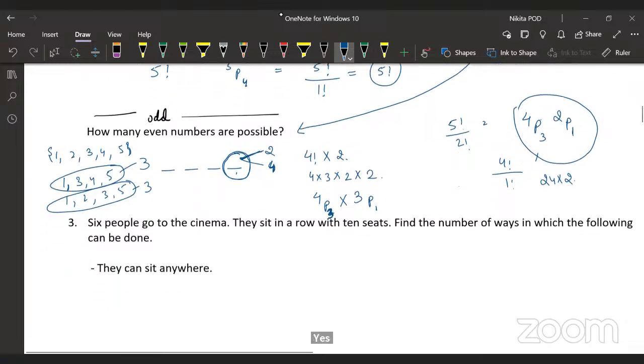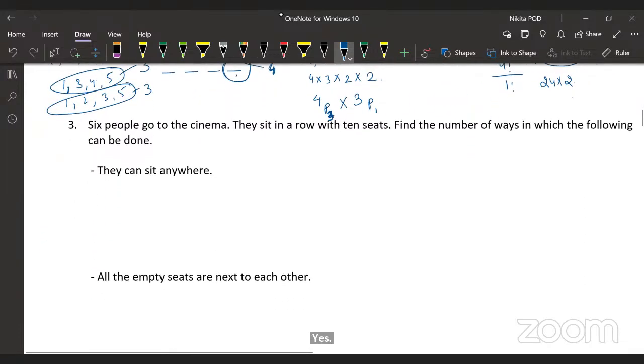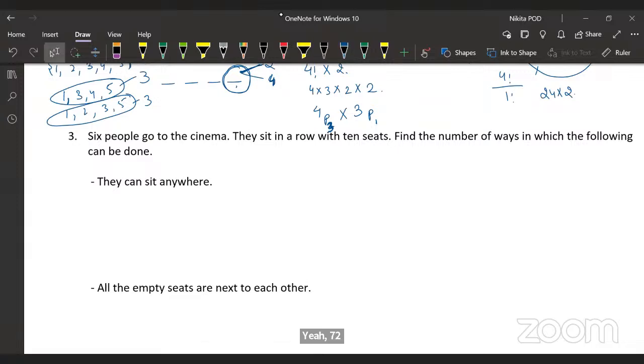All right. Okay. So the next question is: 6 people go to the cinema. They sit in a row with 10 seats. Find the number of ways in which the following can be performed. The first is they can sit anywhere.